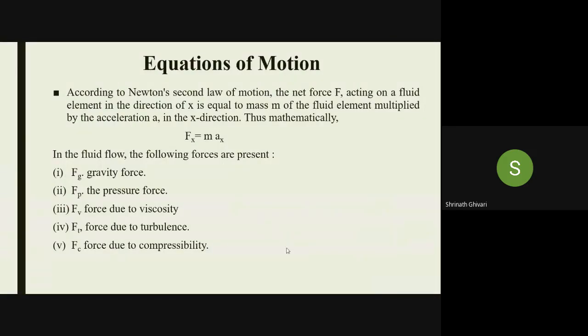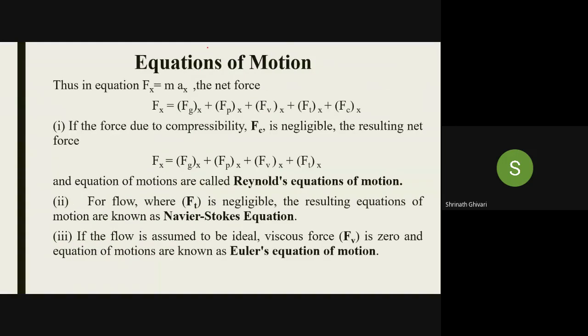There are different forces which are acting on a fluid flow: gravity force, pressure force, viscosity, turbulence, and compressibility. Okay. So this is completely dependent on Newton's second law of motion, that is Fx equal to m into a, in the direction of x. If the fluid is flowing in the direction of x, then F equal to m into a, the force acting in the direction of the fluid. Okay. So this Fx is the summation of all these forces: gravity, pressure, viscosity, turbulence, and compressibility force.